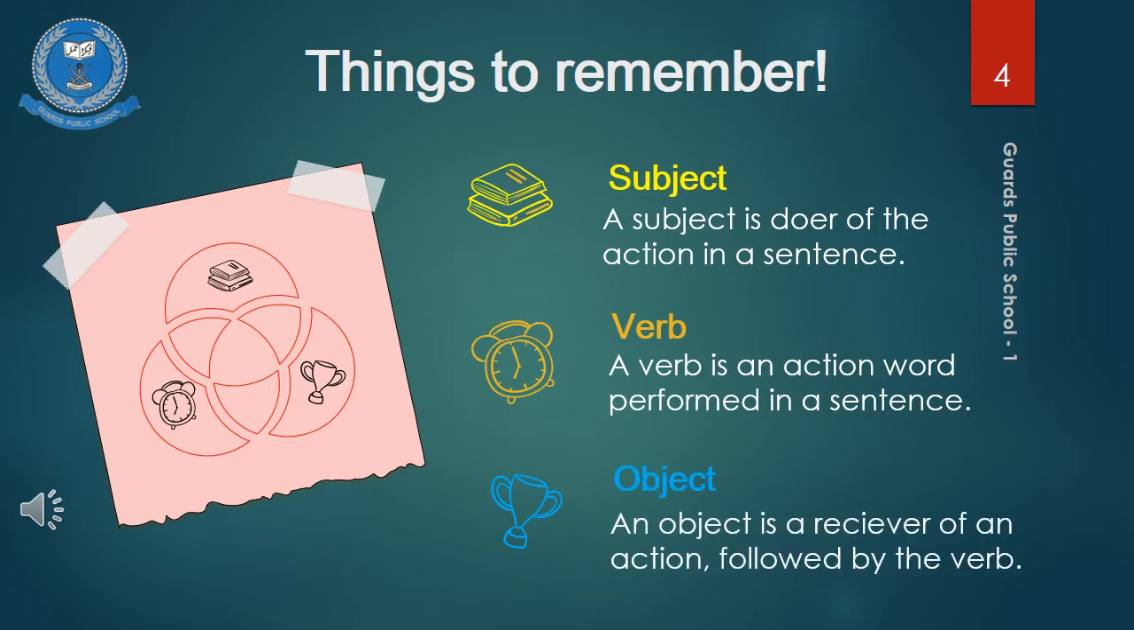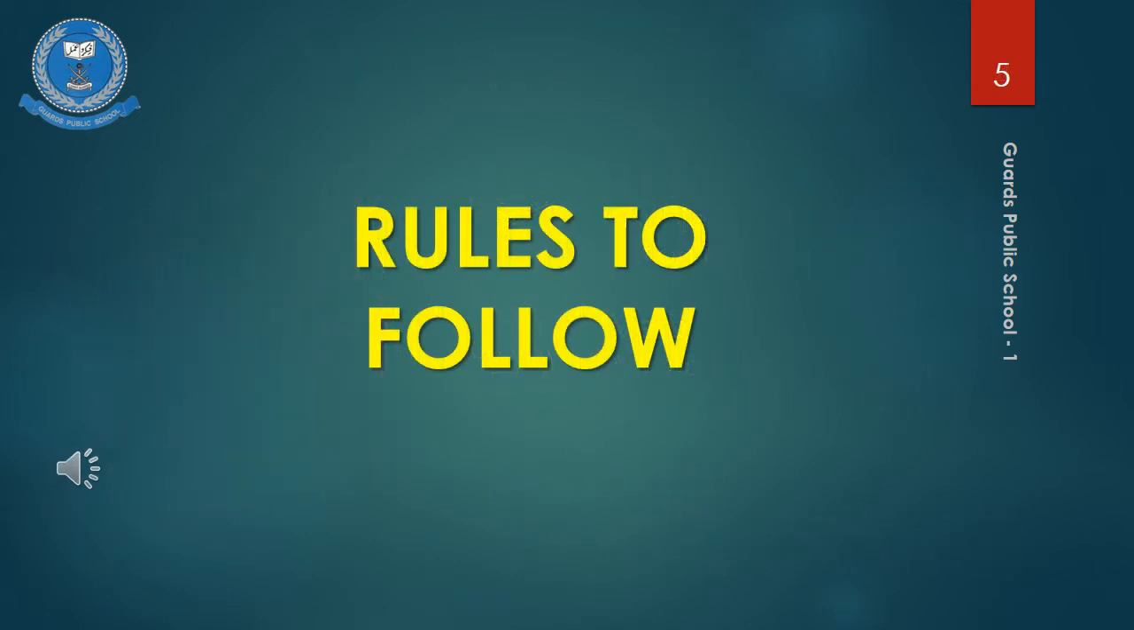Things to remember while forming a sentence. A subject is the doer or performer of the action in a sentence. A verb is an action word performed in a sentence. An object is a receiver of an action followed by the verb, or you can say for whom the action has been performed. Rules to follow while making a sentence of present continuous tense.